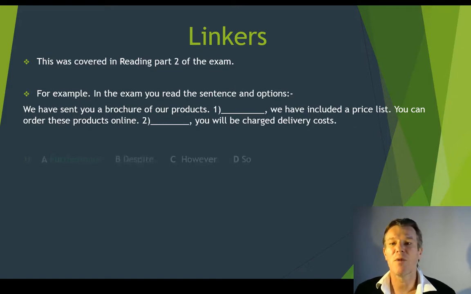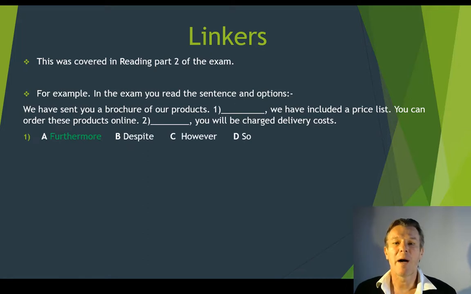If we have a look at the options, so number 1, we have A, furthermore, B, despite, C, however, and D, so. The answer here is furthermore, because when you look at the information after the gap, this is extra information. So the linker has to be a linker that introduces extra information, and that's why we have furthermore. If you look at the linker despite and however, these are to do with contrast, so they don't make sense in this context. That's why they're wrong.